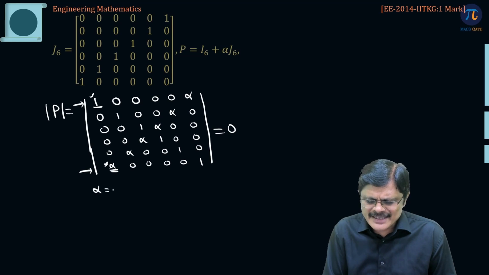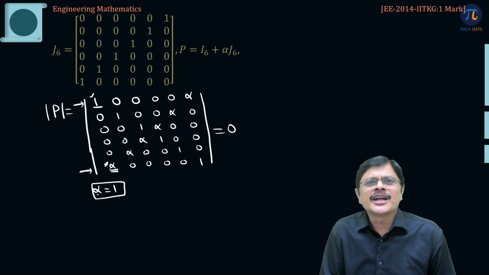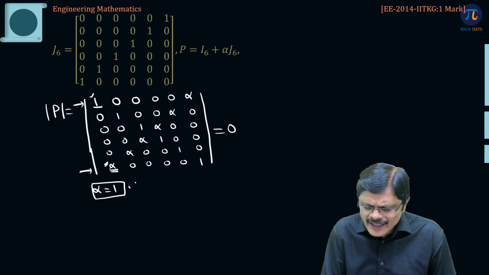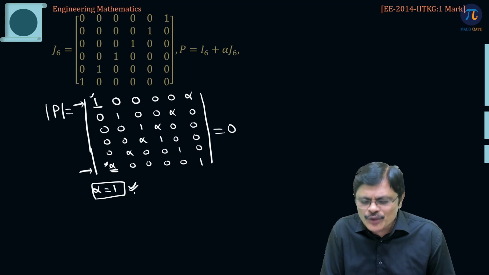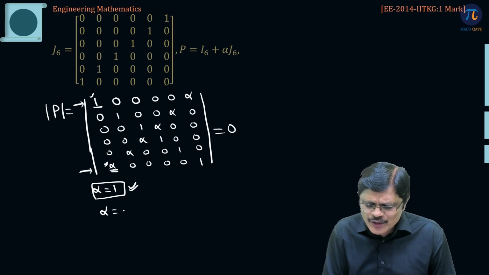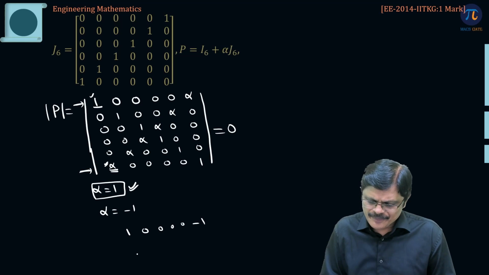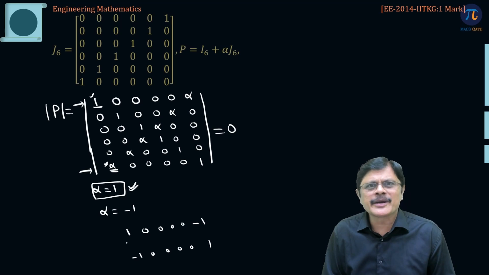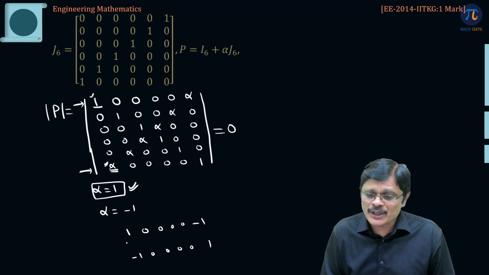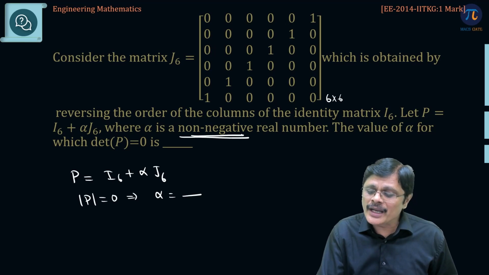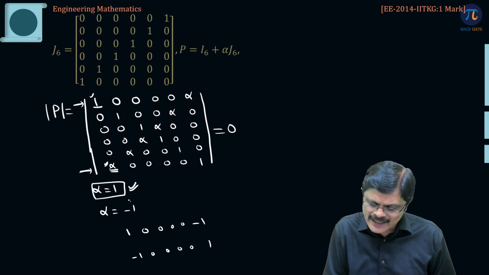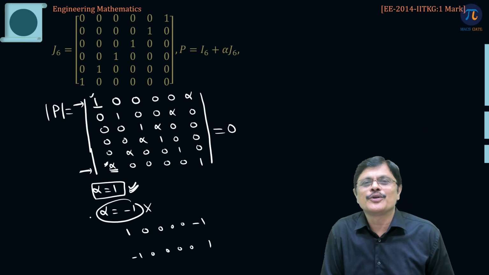Now if I make alpha equal to 1, does the determinant become 0 or not? So definitely I can consider alpha equal to 1. Actually alpha equal to minus 1 also I can consider. Then what happens? This becomes 1 0 0 0 minus 1, and it becomes minus 1 0 0 0 0 1. So these two rows become proportional even in this case, but you need only a non-negative real number. Therefore this alpha equal to minus 1 we skip. We take alpha equal to 1.